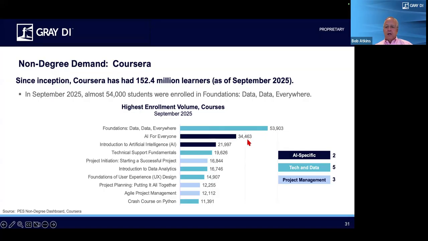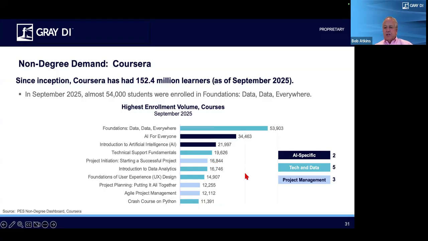Here comes AI for everyone, an introduction to artificial intelligence. Between the two, they enrolled 55,000 students in September. Technical support and a couple of other tech kinds of programs, introduction to data analytics, UX design, and Python, all here in the top 10.